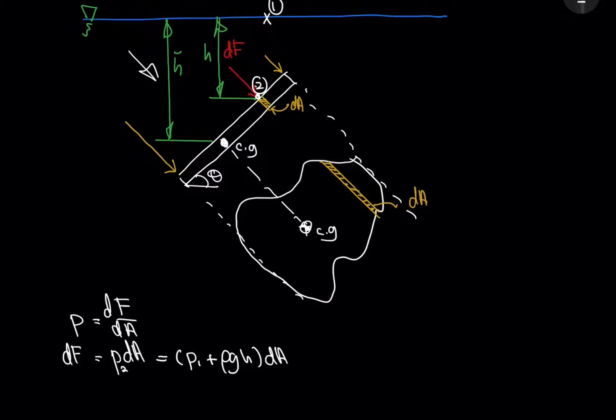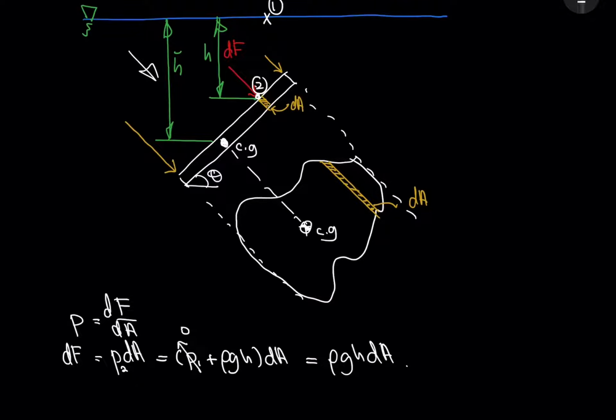These are definitions. You have learned this in the previous video, how to measure P. And we know that P1 in this case is open to atmosphere, so in terms of gauge it is equal to 0. So dF is equal to rho g h dA. That's the magnitude of the element of force acting on the area of dA.